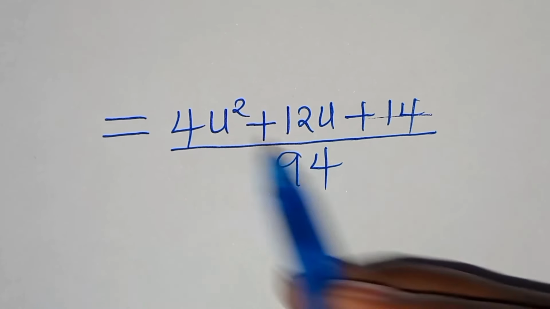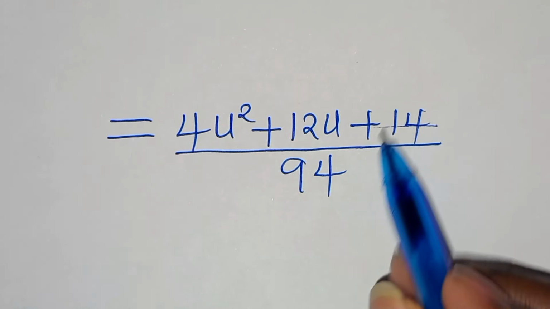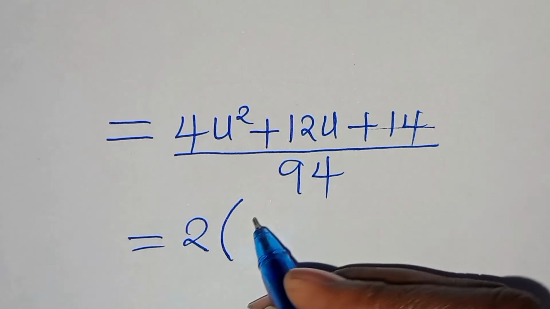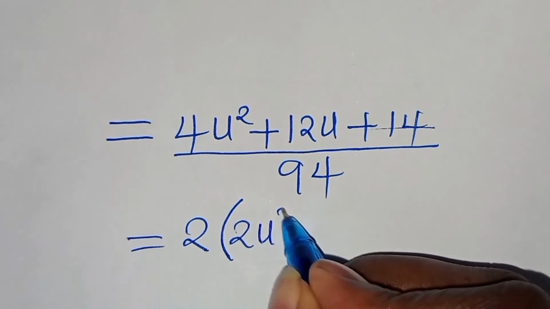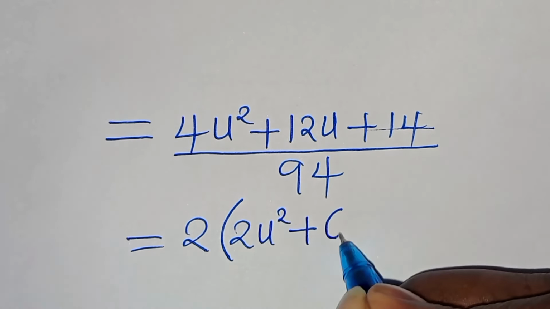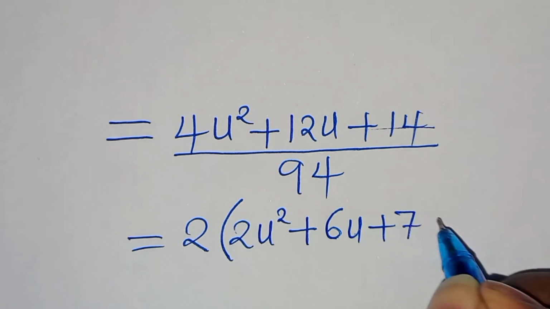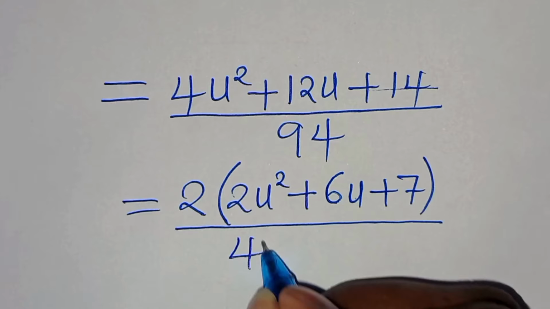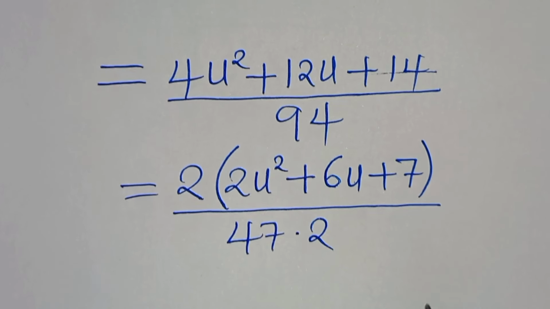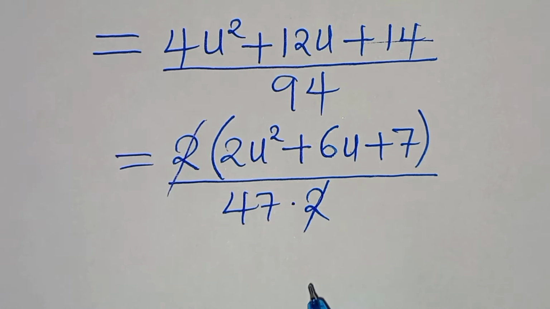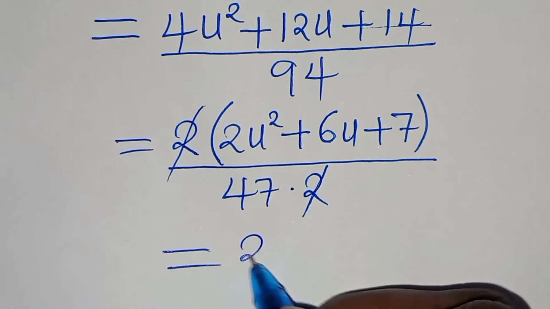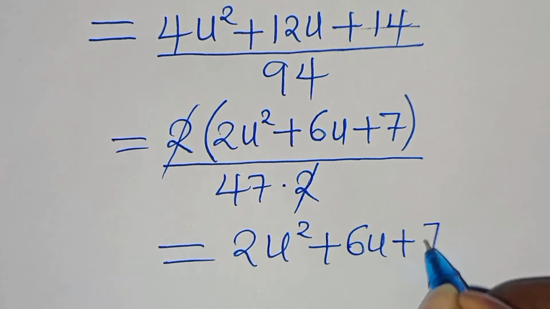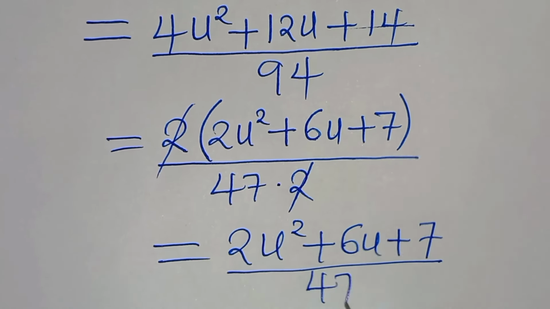Now, in the numerator here, we have 4u squared plus 12u plus 14. We have that 2 is common, so we can factor out 2, so that in the parentheses we have 2u squared plus 6u plus 7, divided by, we can express 94 as 47 times 2. So we can simplify here, the 2 and 2 simplify, so that now here we have (2u squared plus 6u plus 7) divided by 47.